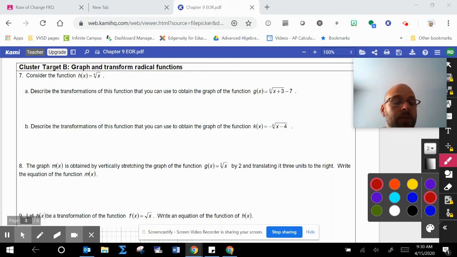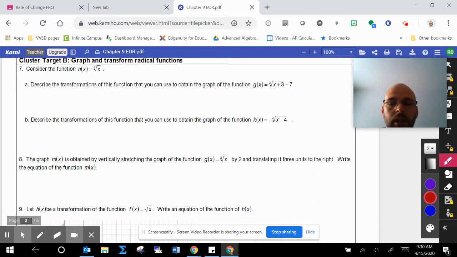Hello, this is going to be part 2 of the Chapter 9 Examples of Rigor. This is Cluster Target B, so this is all about transformations of radical functions. So I'm going to give you some radicals. We're going to define all the transformations that exist in those radicals.